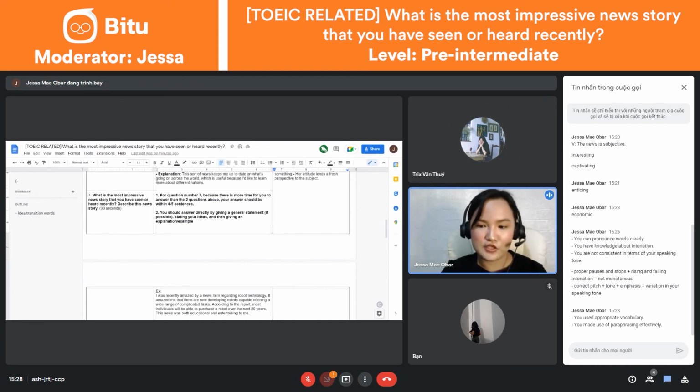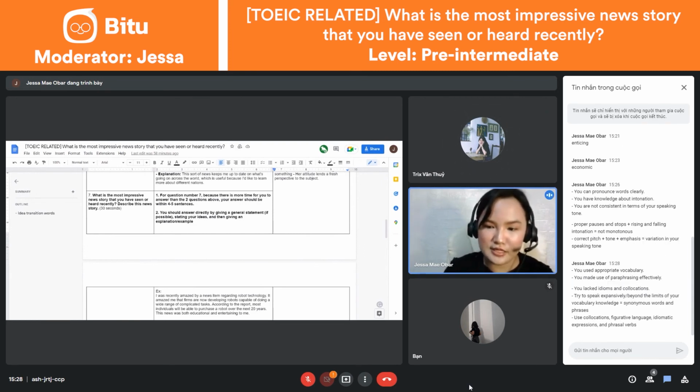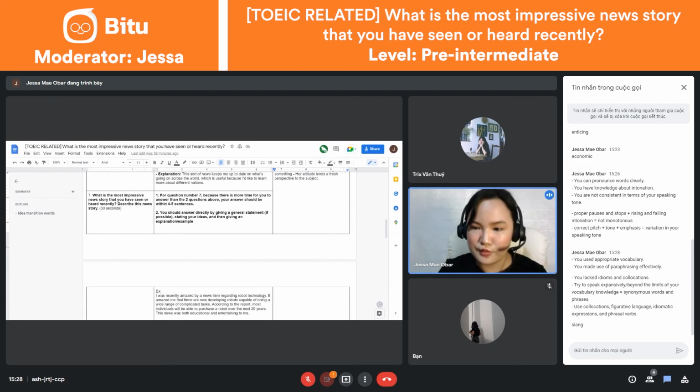As I've mentioned a while ago, you can familiarize yourself with synonyms. And you can also make use of idioms and collocations as well as slang words and phrases to better improve your vocab. And of course collocations as well, and phrasal verbs and slang words and phrases.